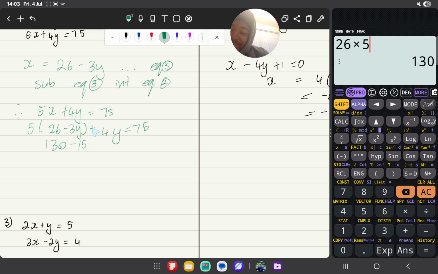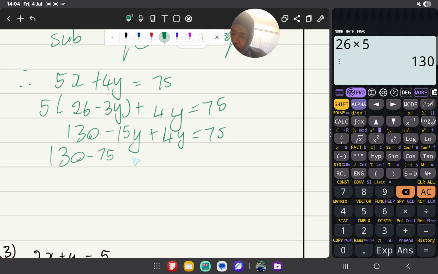5 times 15, so minus 15y, plus 4y equals 75. Transpose 75 that side. Okay, I mean it's fine. This is minus 9. Yes, it is minus 9. So these two added together, that's minus 9. A transpose, that is 9y.